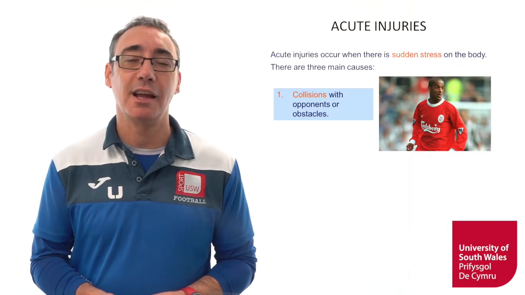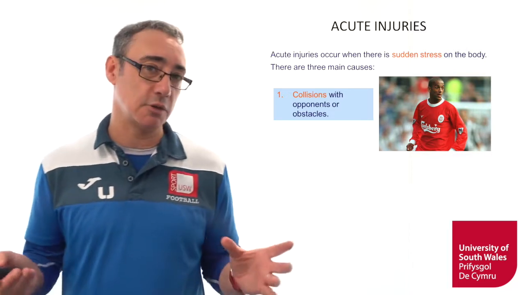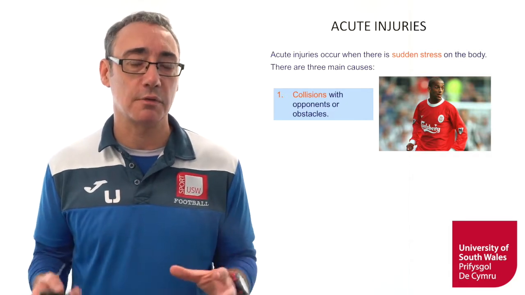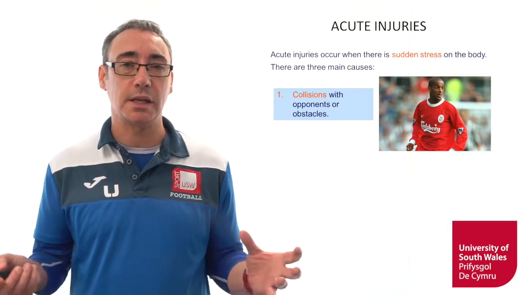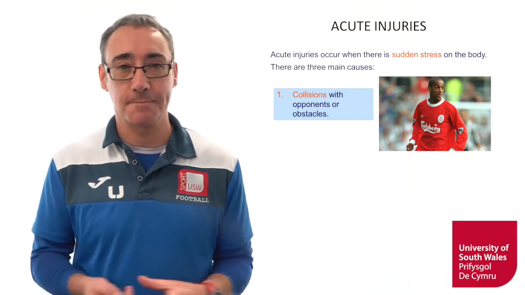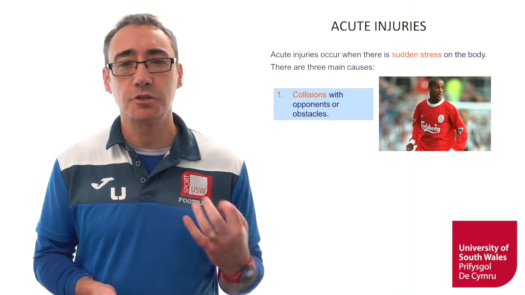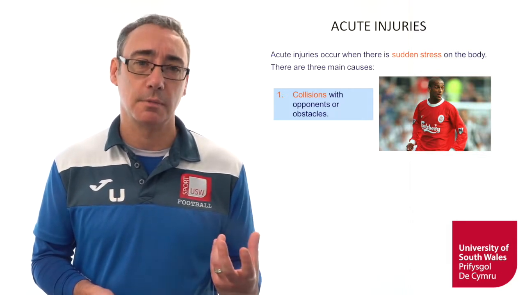Okay, let's take a look at acute injuries there. And I'd like to make it clear, this is very much a basic introduction to sporting injuries here. You certainly need to do some more reading around and find some more information. I really don't have the time to go through all of these in incredible depth that is needed, okay? So, an acute injury. Acute injuries occur when there's a sudden stress placed on the body. There are three main causes, okay?